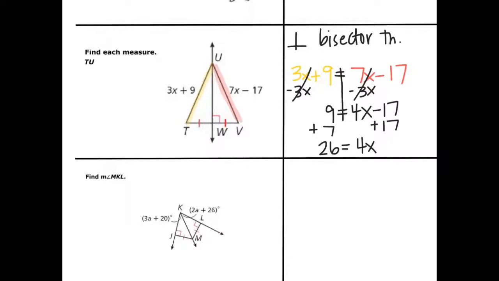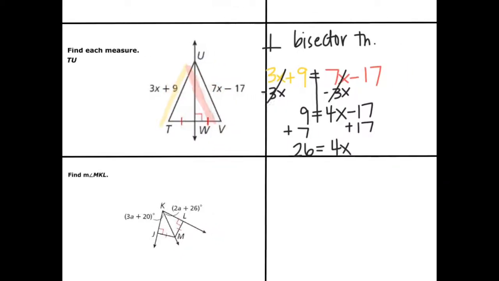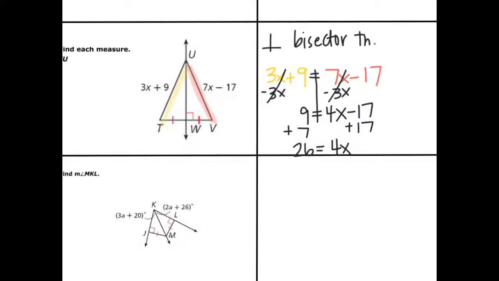If I take my calculator or do a little mental math, then I realize that my x is equal to 6.5. I'm running out of space. And in order to find the actual measurement of UT or TU, I would substitute that 6.5 in for x and solve.